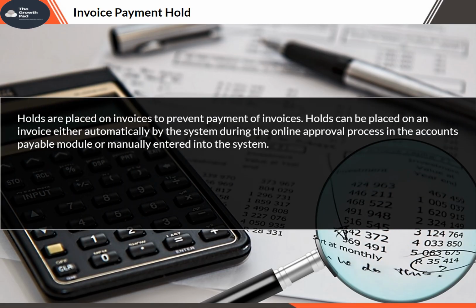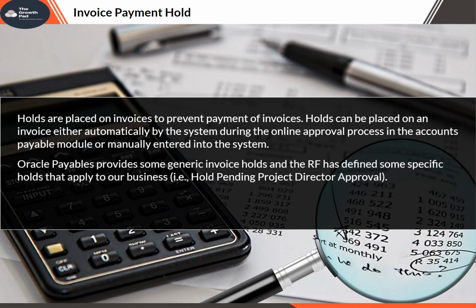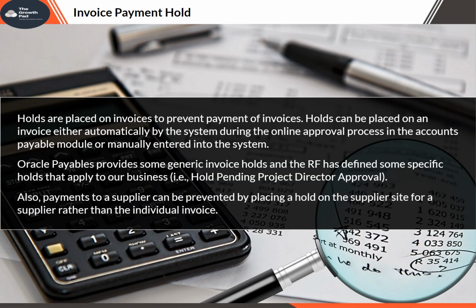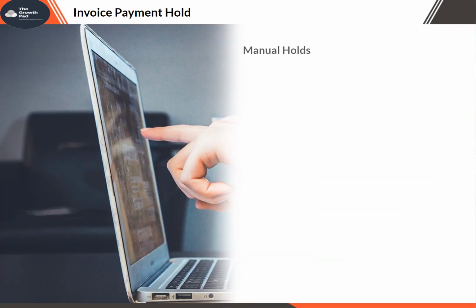Holds are placed on invoices to prevent payment of invoices. Holds can be placed on an invoice, either automatically by the system, during the online approval process in the Accounts Payable module, or manually entered into the system. Oracle Payables provides some generic invoice holds, and the RF has defined some specific holds that apply to our business, that is hold pending project director approval. Also, payments to a supplier can be prevented by placing a hold on the supplier site for a supplier, rather than the individual invoice.